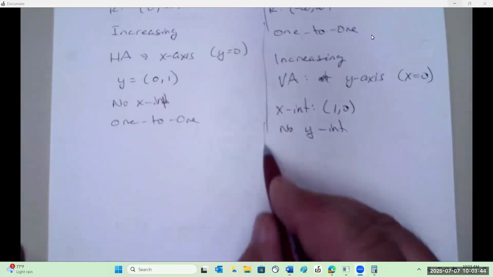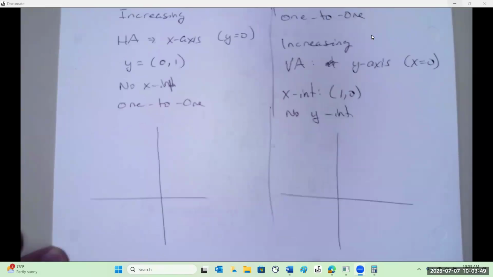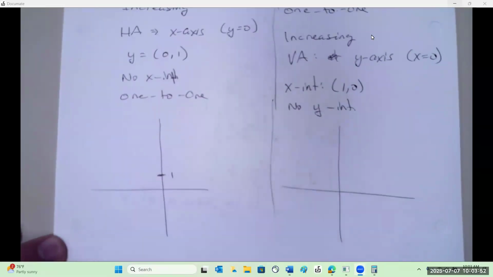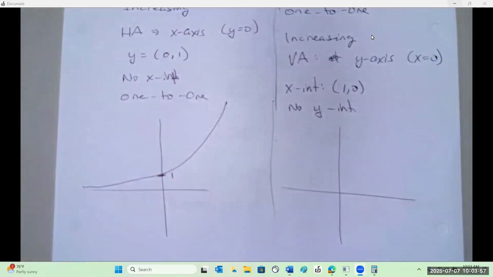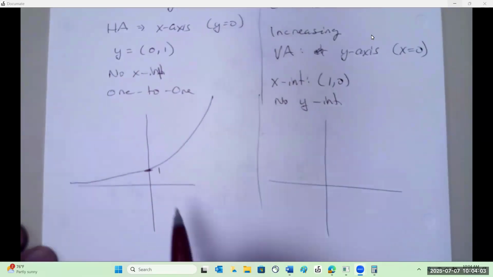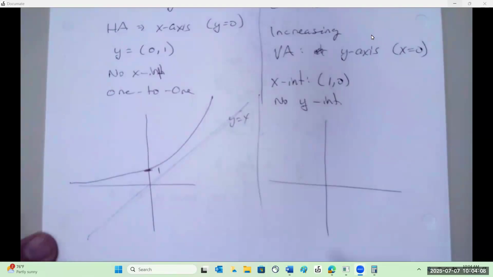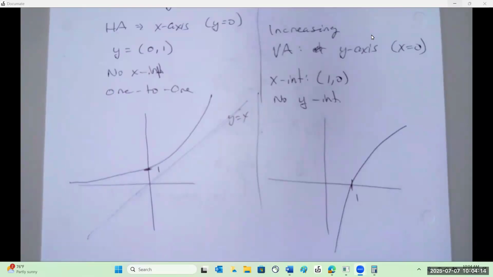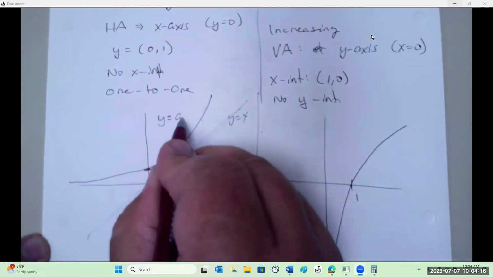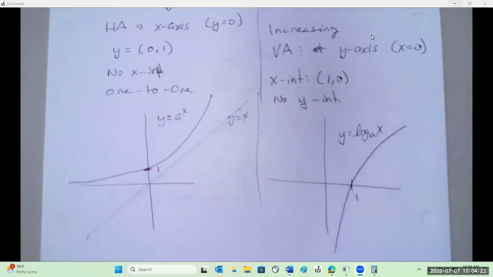So let's look at the graphs of these. For exponentials, we know it has to cross through y equals 1. So it's an increasing function. It looks like this. If we flip it across this line, y equals x, it will look like this. So this is the exponential. This is the logarithmic graph.